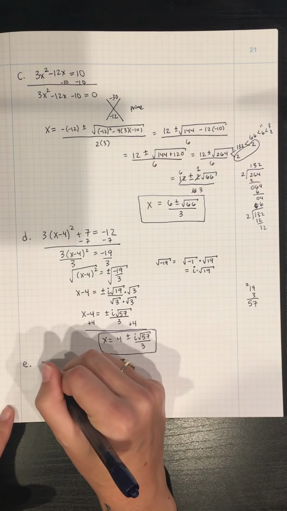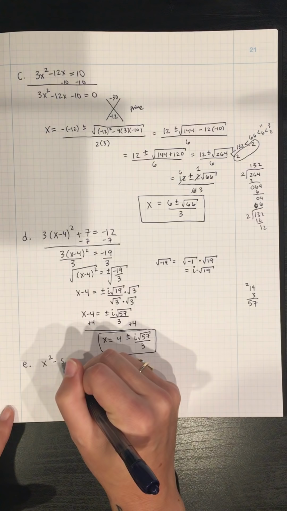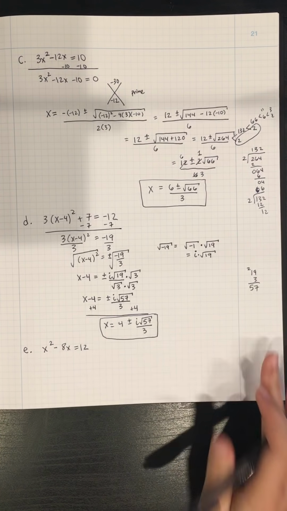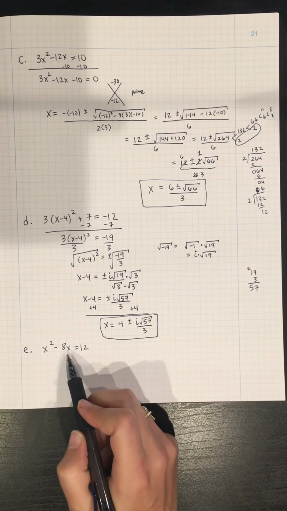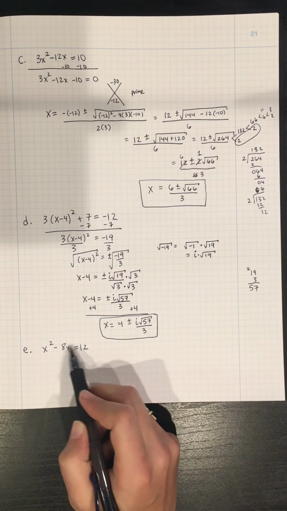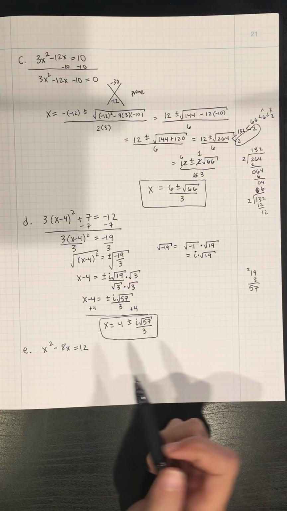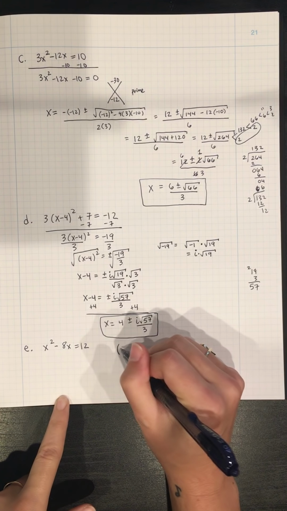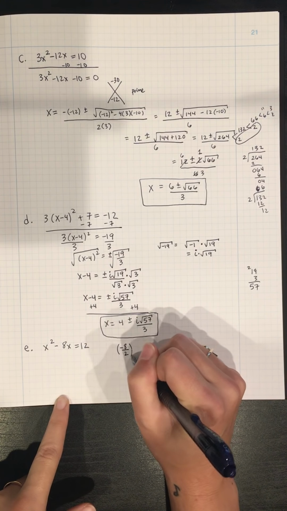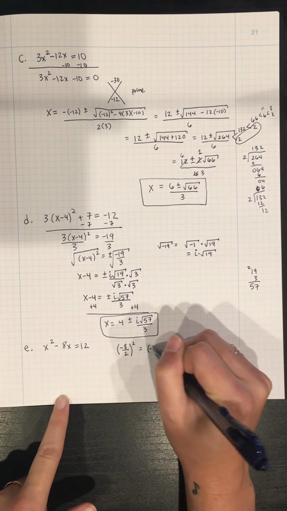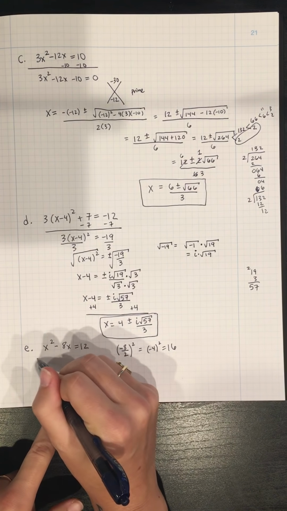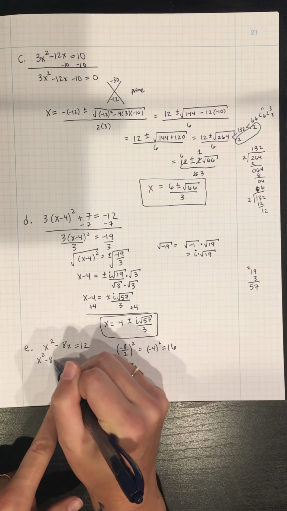And then with E, I've got x squared minus 8x equals 12. Notice that a is 1 and my bx term is even, so this is a perfect candidate for completing the square. I'm going to do that now. I'll take negative 8, divide it by 2 and square it. That's negative 4 squared, that's 16. So 16 is what I add to both sides in order to complete my square.